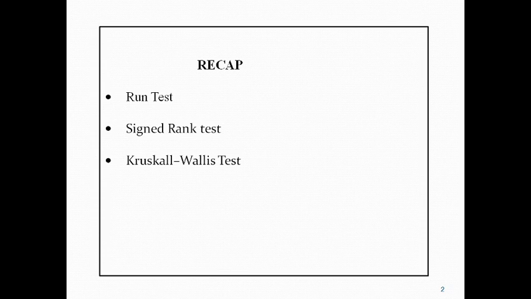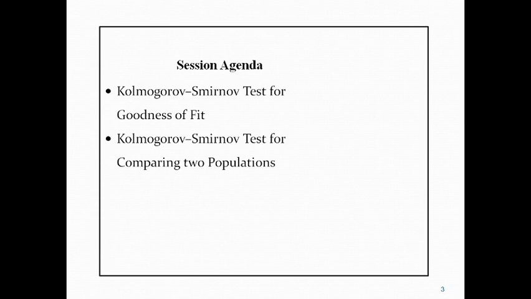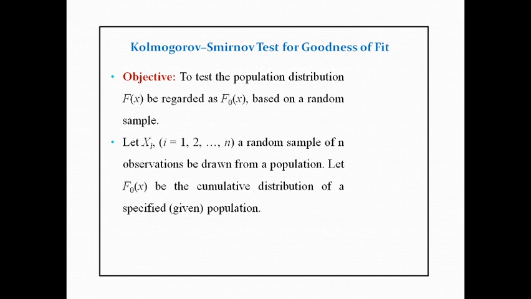In today's lecture, we will see a very necessary and useful test, the Kolmogorov-Smirnov test. The Kolmogorov-Smirnov test is of two types. The first one is the goodness of fit, and the other is the test for comparing two populations. So, friends, firstly we will see the Kolmogorov-Smirnov test for goodness of fit.